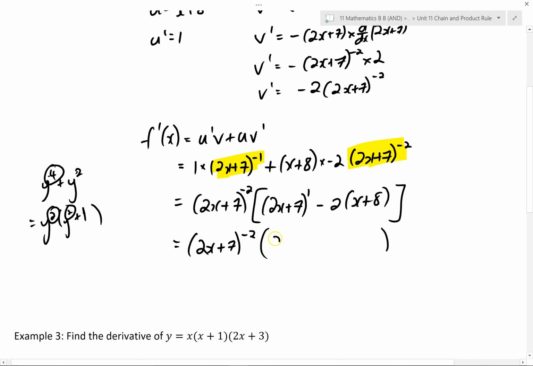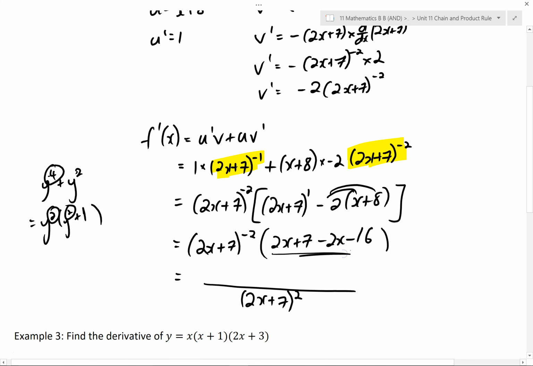Inside the brackets, I've got 2x plus 7 minus 2x minus 16. The (2x plus 7) to the power minus 2 is going to come down the bottom and be given a positive power. And this other stuff that's left up top, we'll just collect like terms. So 2x minus 2x is nothing. 7 minus 16 is minus 9. So that would be my derivative.